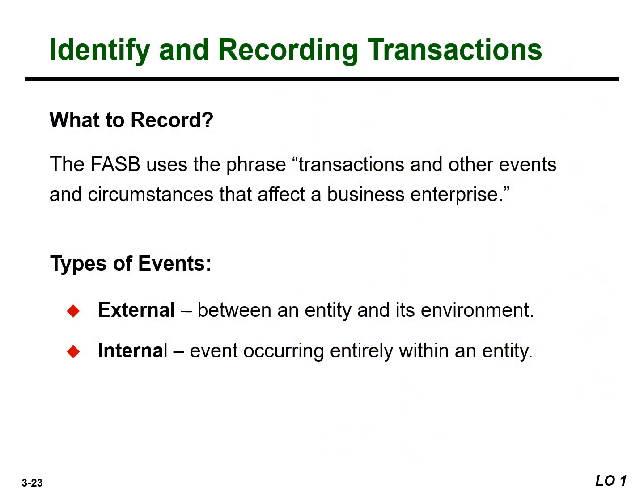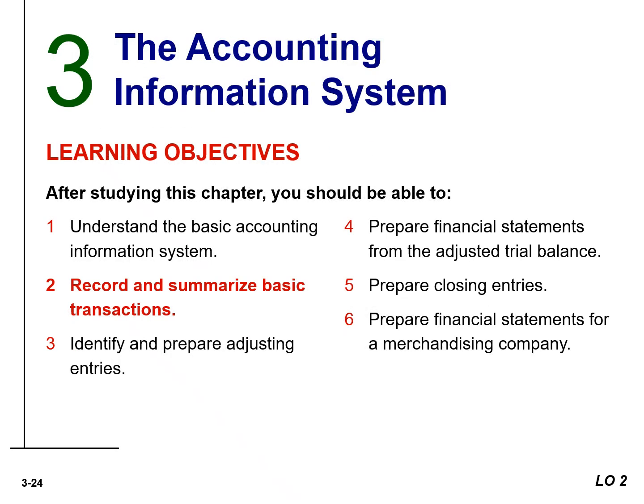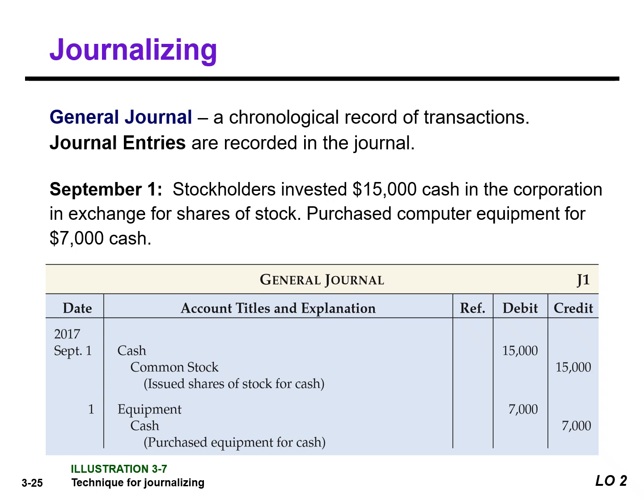So what to record? We have external, between the entity and its environment, and internal, things that happen within us. And you remember the journal, right? Chronological record of transactions. So we invested $15,000 in cash in the corporation. We purchased computer equipment for $7,000. So in reality, the first thing that we all do is journalize something. The most difficult concepts we journalize. The parts that you know help you fill in the entire entry.